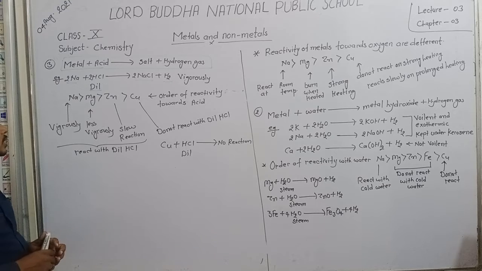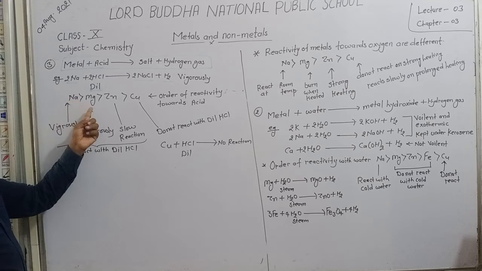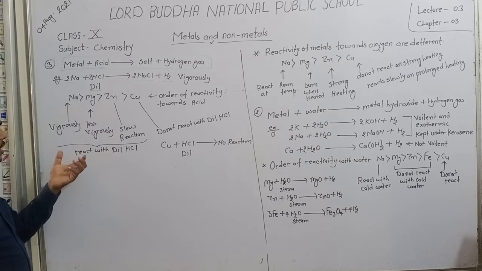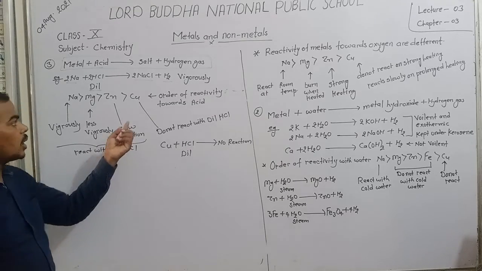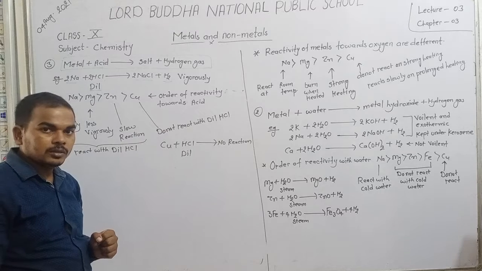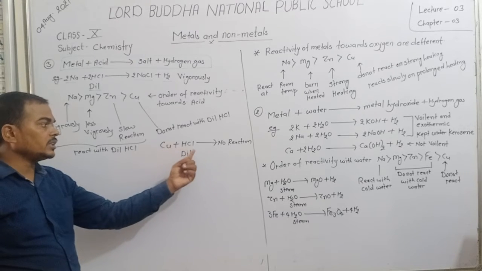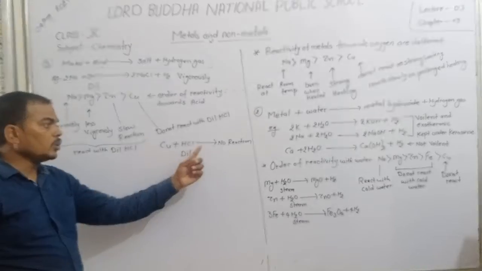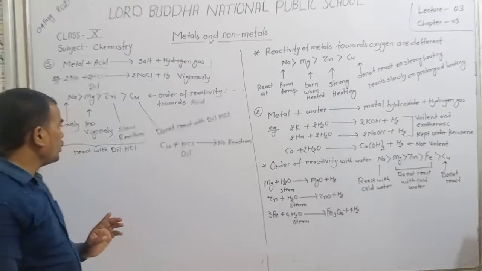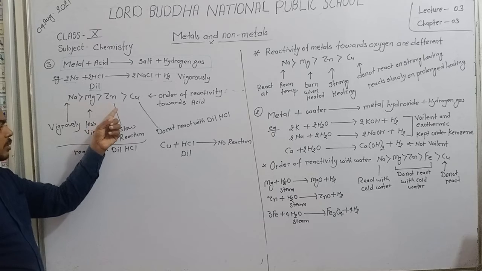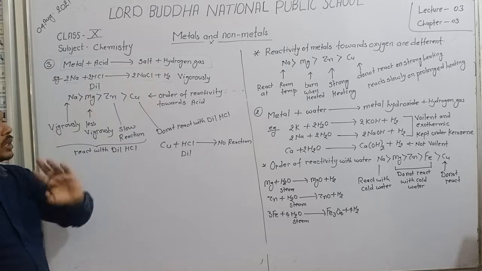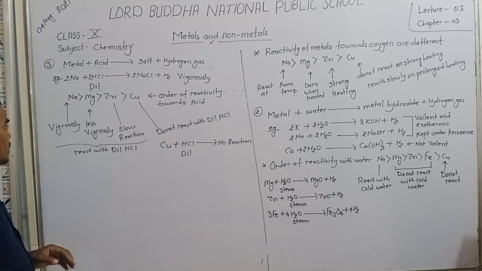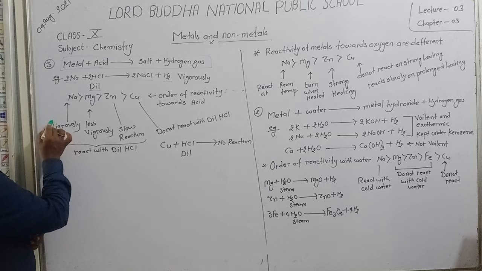Dear student, always remember the order of reactivity toward acid. Sodium metal, magnesium metal and zinc metal react with dilute HCl, but copper does not react with dilute HCl. When you react copper with dilute HCl, no reaction occurs. But when you react sodium, magnesium, zinc metal with dilute acid, they form salt and hydrogen gas. Okay, student?